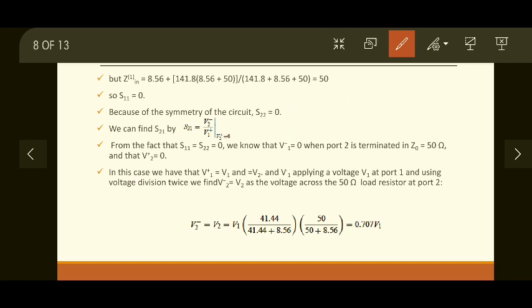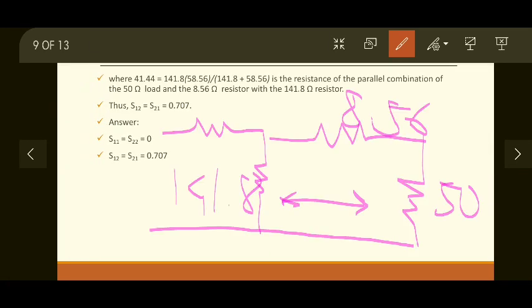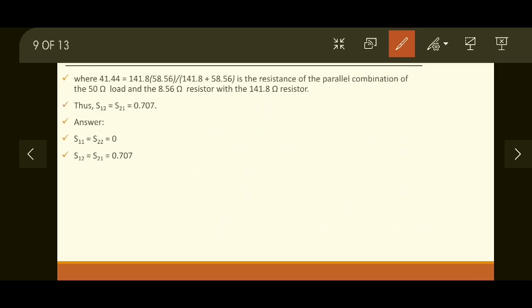So V2 can be calculated using the voltage divider rule, 50 upon 50 plus 8.56. 50 we have calculated. This is 41.44 plus 8.56, that is 50, divided by 50 plus 8.56. So that gives us the value of V2 minus upon V1 plus, which is S21, equal to 0.707.